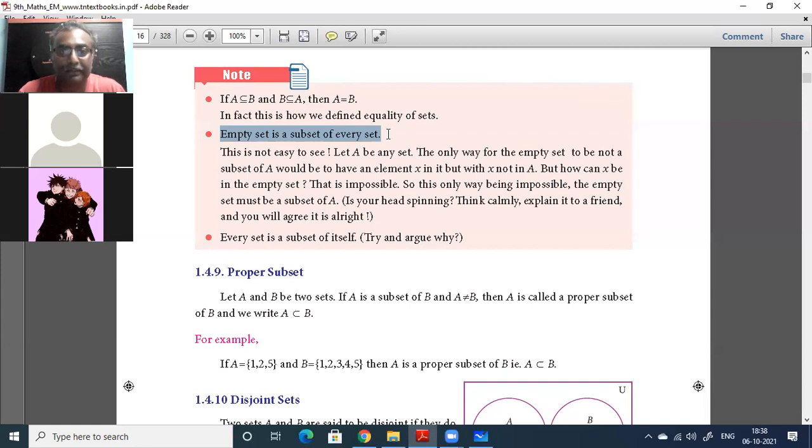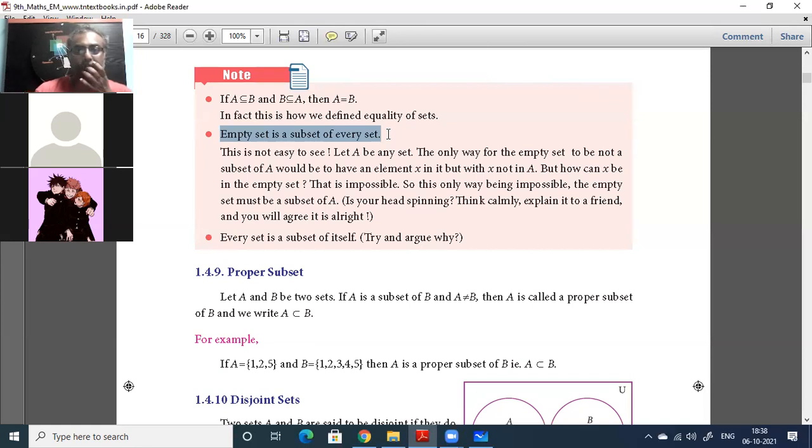So continue to read. This is not easy to see. You read from there. Let A be any set. The only way for the empty set to be not a subset of A would be to have an element X in it, but with X not in A.